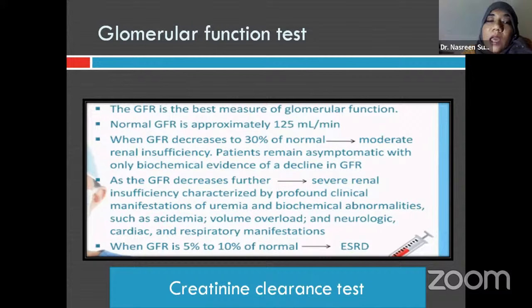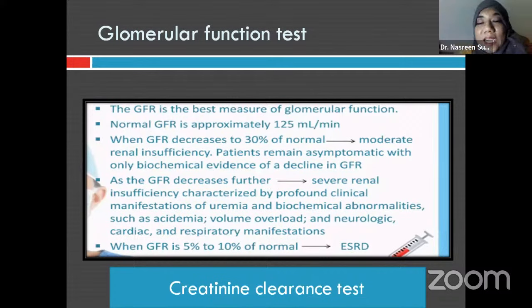Now, when the GFR is 5 to 10% of normal, meaning it has decreased still further, it will give you a diagnosis of end stage renal disease or end stage kidney disease, which is irreversible. And it can take your life too, or it may need surgical intervention like transplantation.